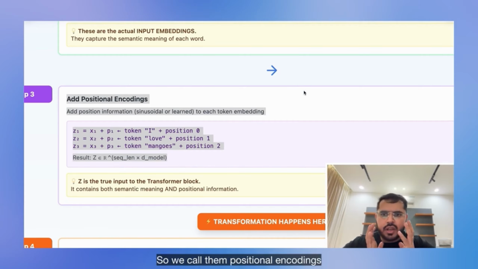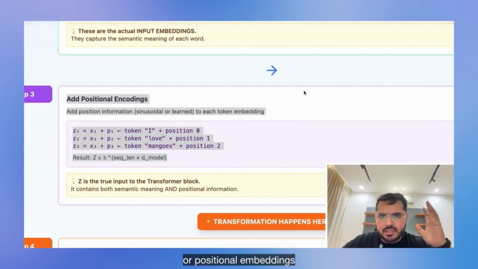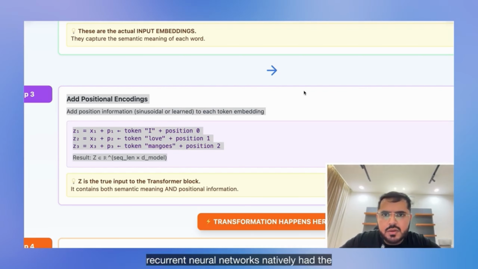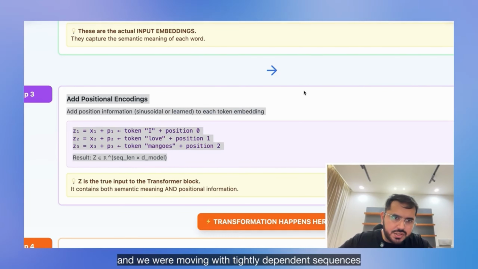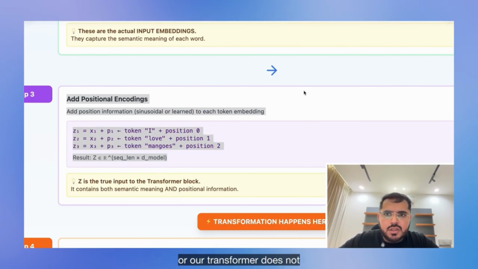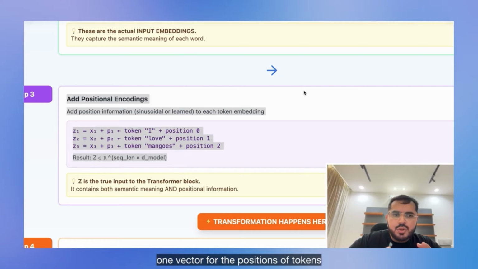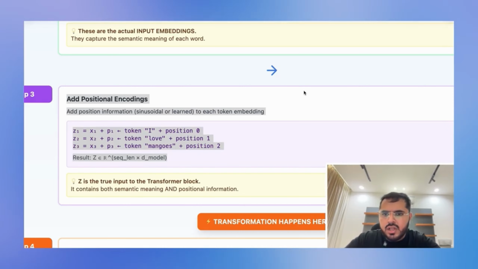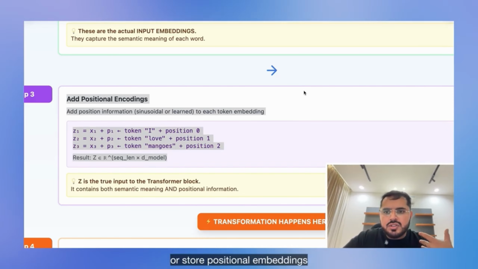So we call them positional encodings or positional embeddings. When we saw recurrent neural networks, they natively had the potential to calculate the relative position because we were moving in one direction, left to right, with tightly dependent sequences. Here, our transformer does not natively store positions, right? So we need a different vector: one vector for the meaning of tokens, which is token embeddings, and one vector for the positions of tokens, which is positional embeddings or positional encodings. So we have to synthetically generate or store positional embeddings.